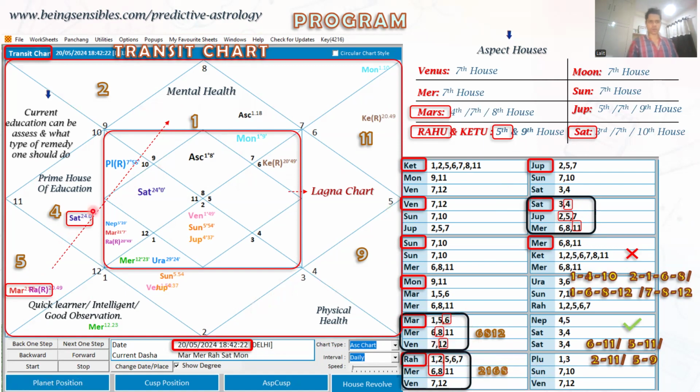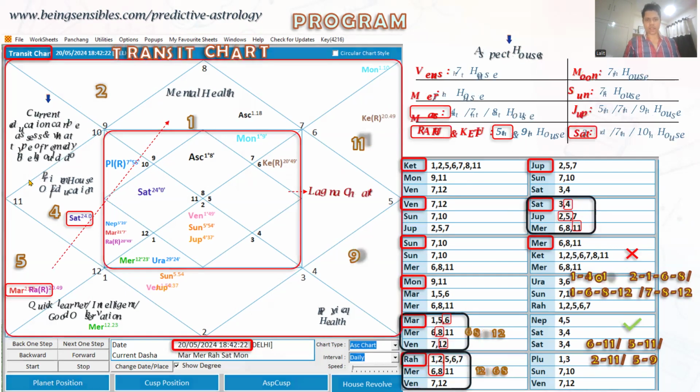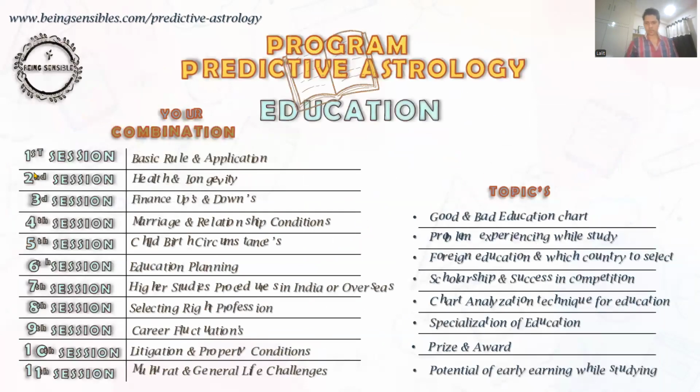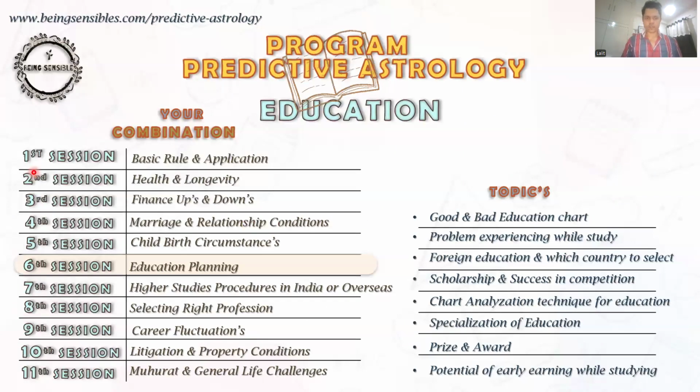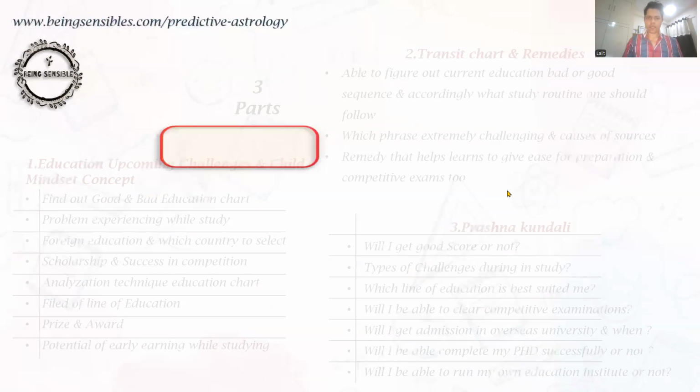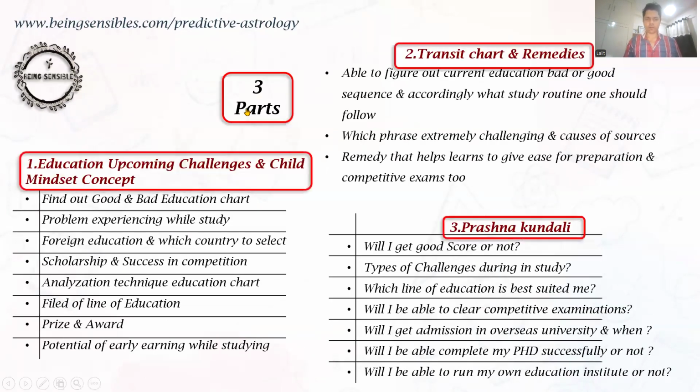So in crux, with this concept you can conclude how the current education can be assessed and what type of remedy one should do. You get an idea from here. So in education planning, these are the topics which you will be learning in a very detailed manner. These are the three parts. From these three parts, you get a better understanding of how to analyze in a different, detailed manner.